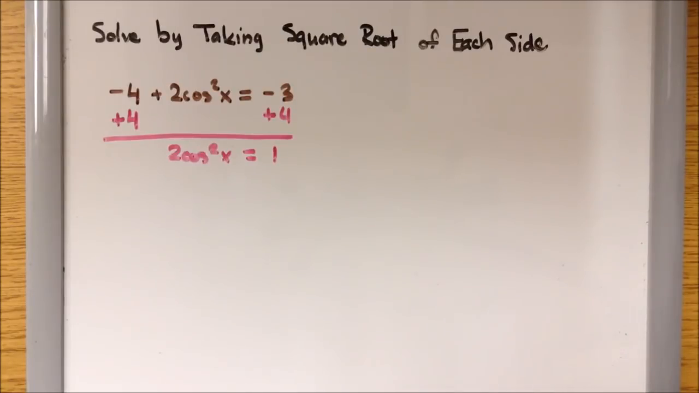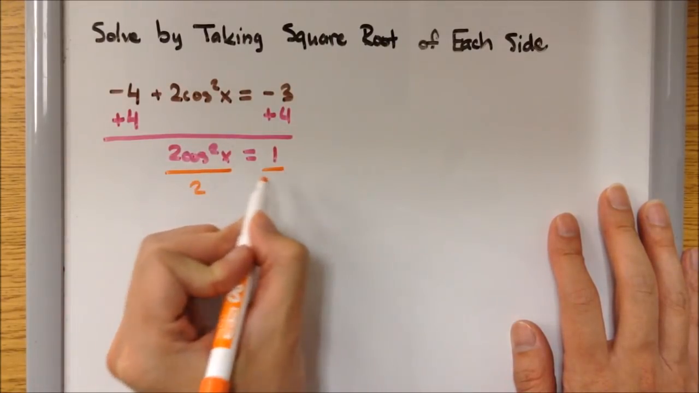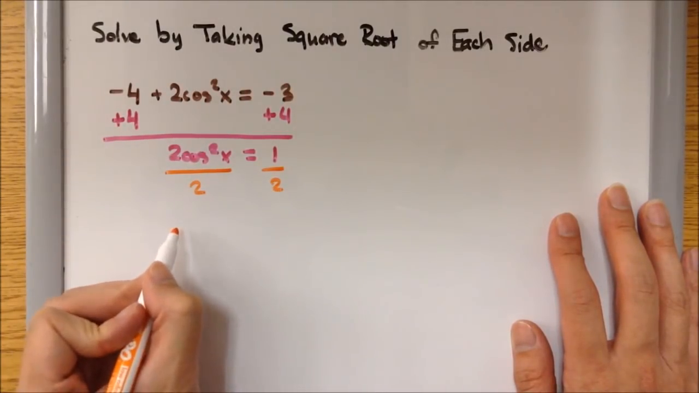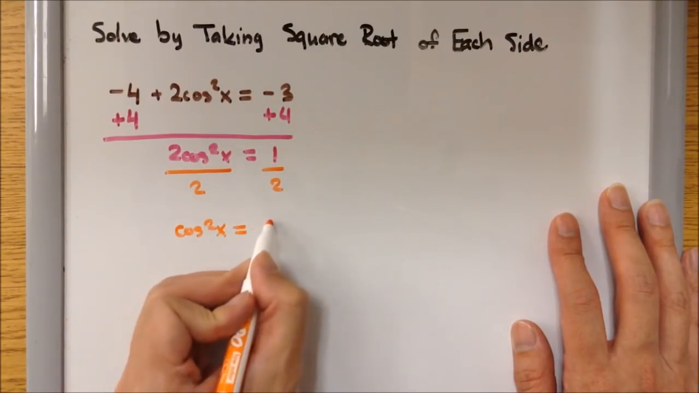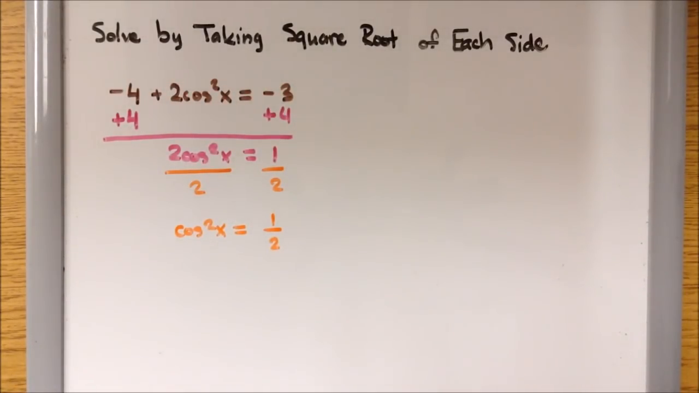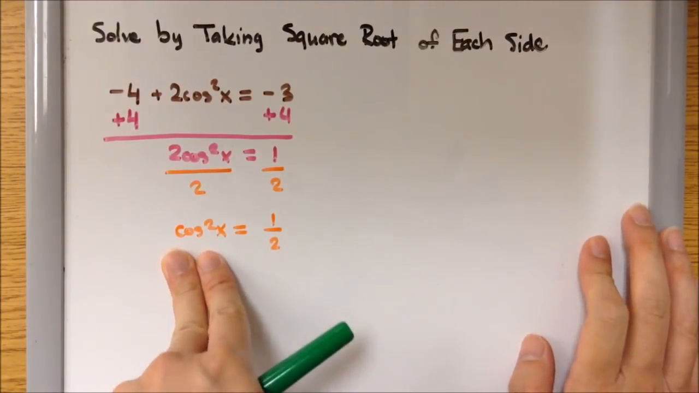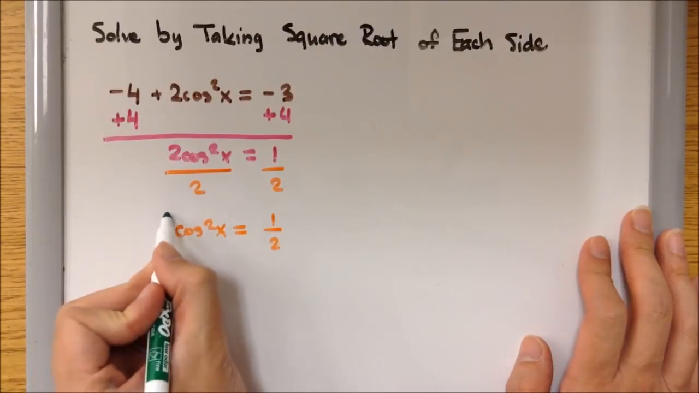Now to get cosine square of x to be by itself, I need to get rid of this 2 by dividing. So we're going to have cosine square of x equal 1/2. Alright, we're almost finished getting cosine square x to be cosine x. Now, to get rid of that square, we're going to take the square root of both sides.